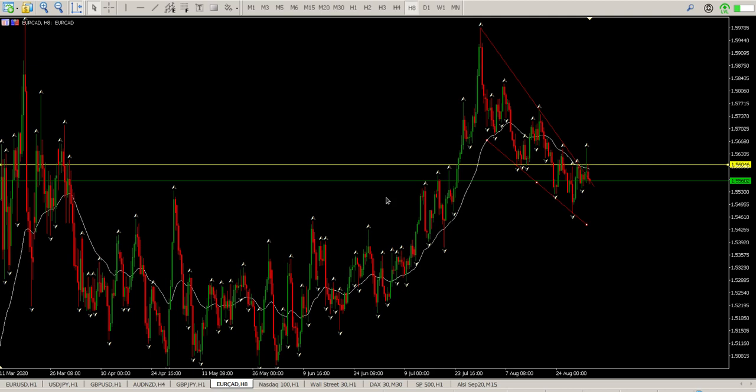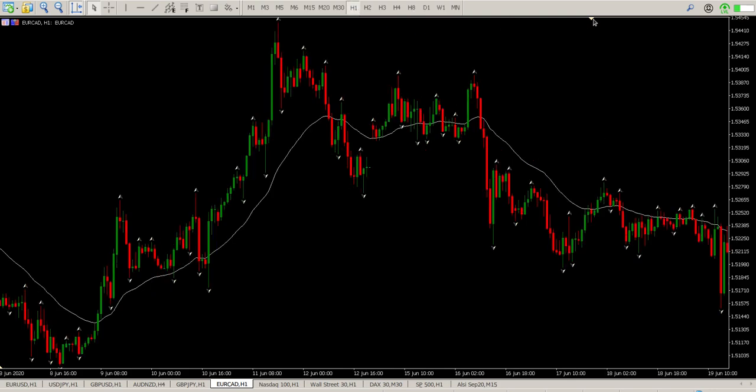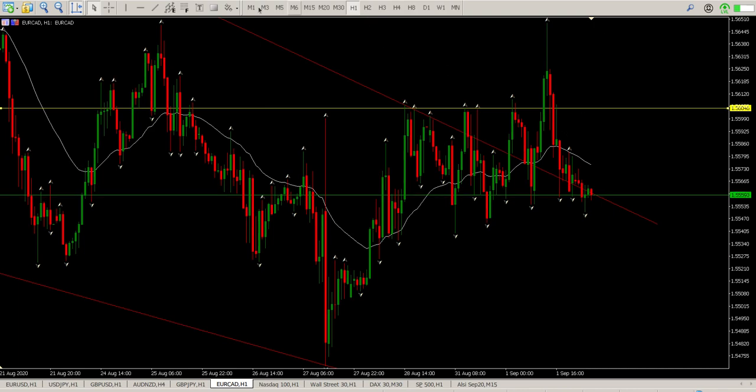Euro Canadian dollar. So this flag is still in play. I'm just going to zoom in a bit here. So flag is still in play. It just hasn't had a decent breakout. So can't really say with conviction that we have a potential move to the upside. At this moment, it is ranging. So if we come to the hour, you'll see exactly what I mean. Where price is at the moment and where that level is there.